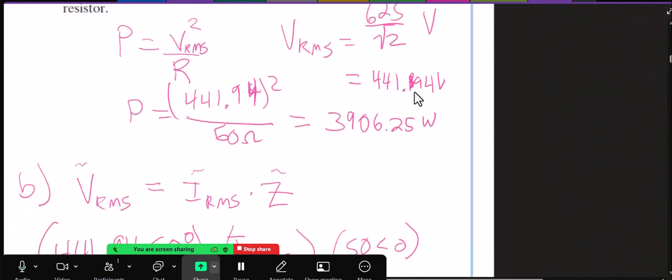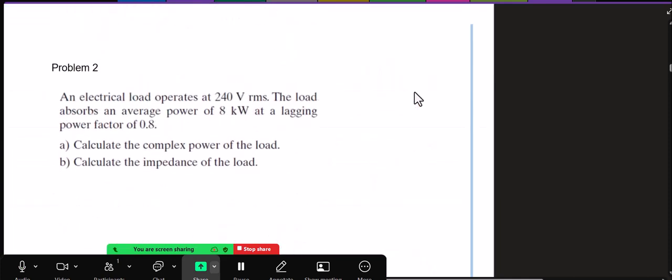Let me see, could we do that here? So we have the load. Okay, yeah, it only gives us average power. We don't have complex power yet. Yeah. And I think that's what you said, and I just was not processing quickly enough.